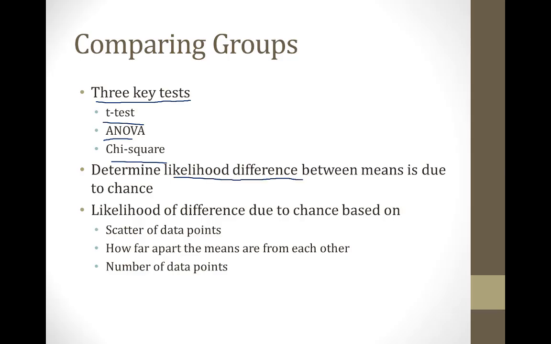And the likelihood that the test gives you is going to be based on the scatter of the data points, how far apart the means are, and the number of data points, all the things I was just showing you in those last three pictures. You don't need to know the math of how we actually quantify all this and turn it into a likelihood, but I do want you to appreciate the principle behind the science of these significance tests.